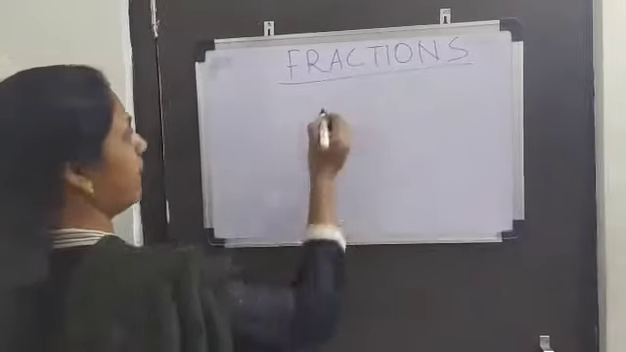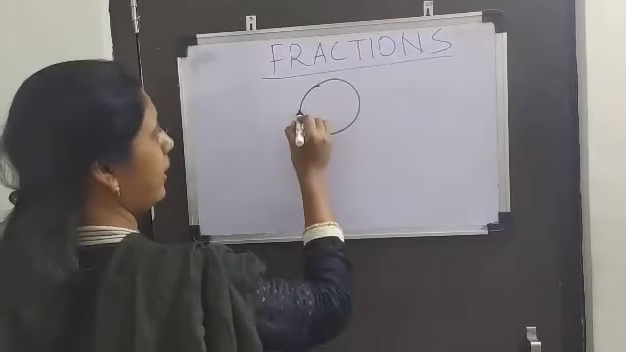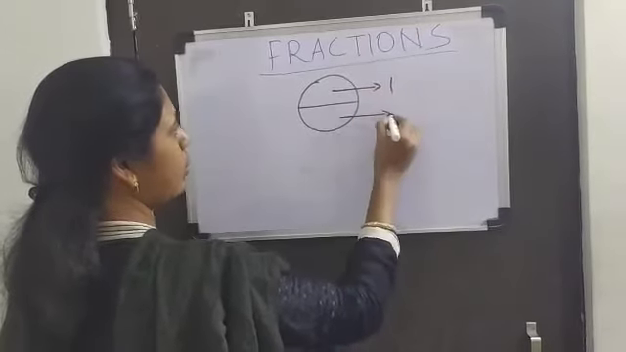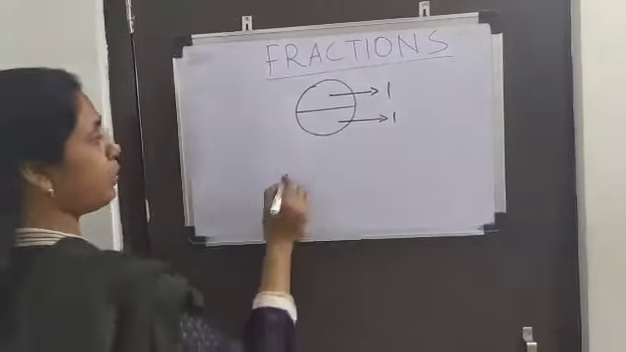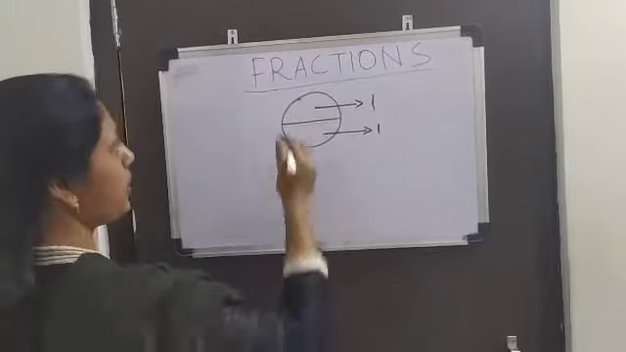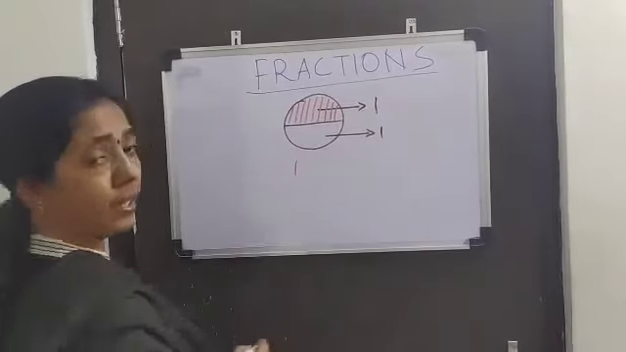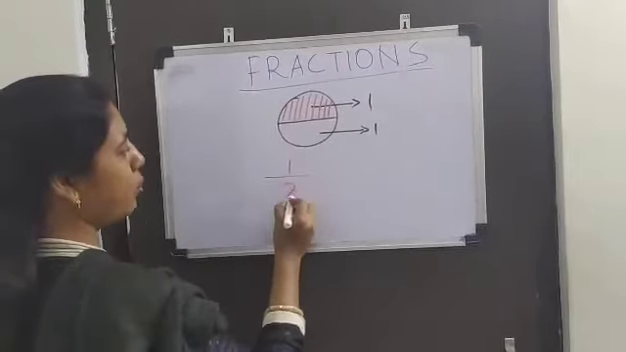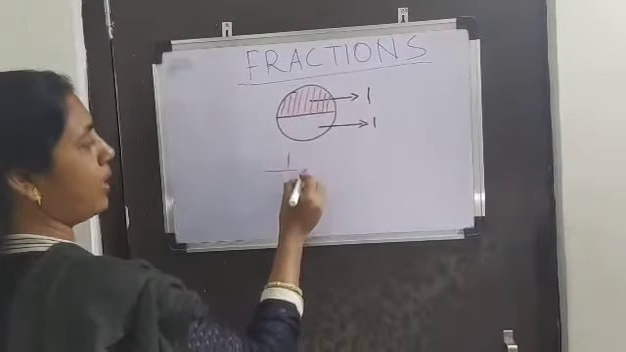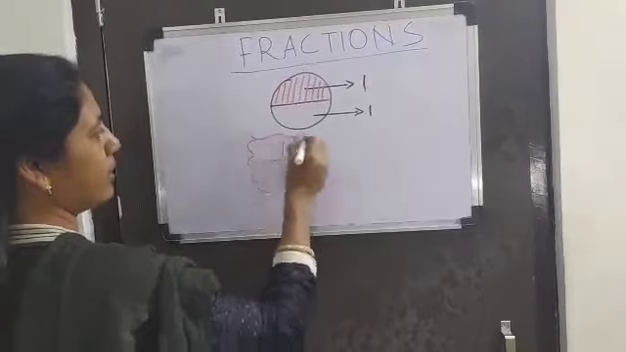Now suppose I take a circle and divide this into 2. Now this is one part and this is also one part. How many parts are there total? 2 parts. If I am using this part of the circle, means I am using one part, and total how many parts are there? 2 parts. So total 2 parts. So 1 out of 2. Now this representation is called a fraction.